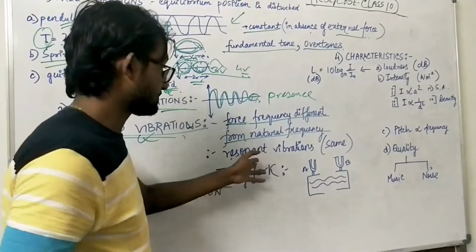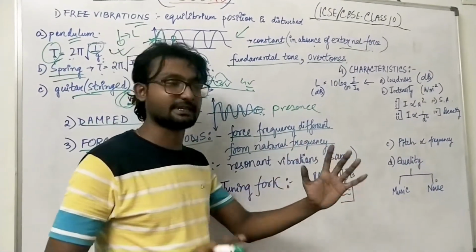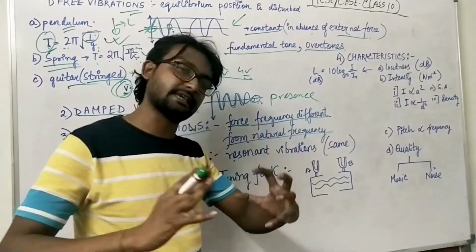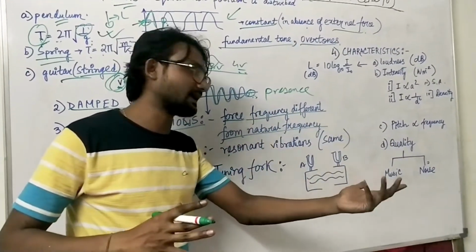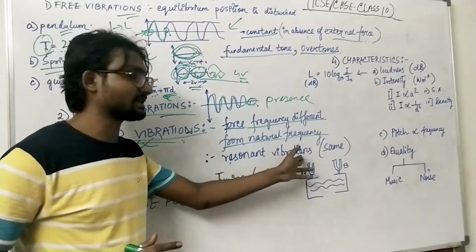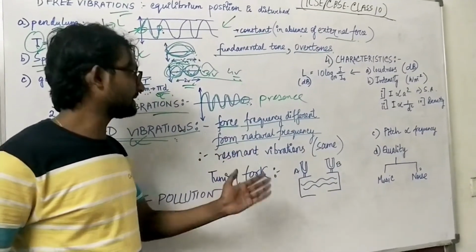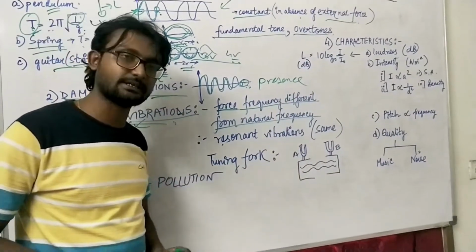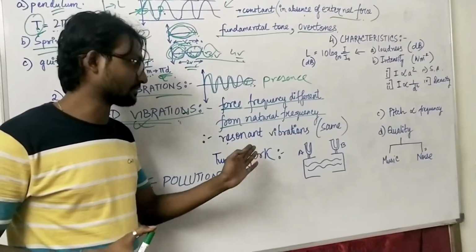Mind it, guys, resonant vibration is when the force frequency is the same as the natural frequency. The frequency of the force being applied and the natural frequency of the body are the same, so the force has no problem making it vibrate. So this is resonant vibration. Resonance is the phenomenon when a body vibrates because the external force frequency is the same as the natural frequency of an object. It produces resonant vibration, and the phenomenon is known as resonance.